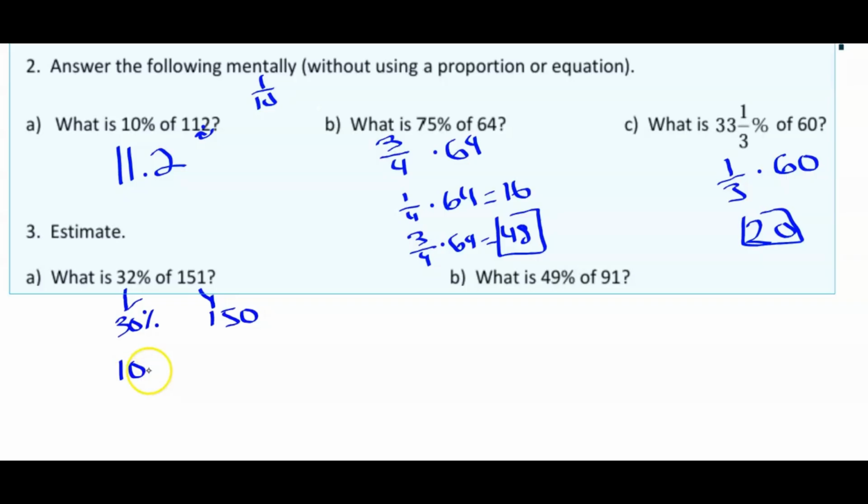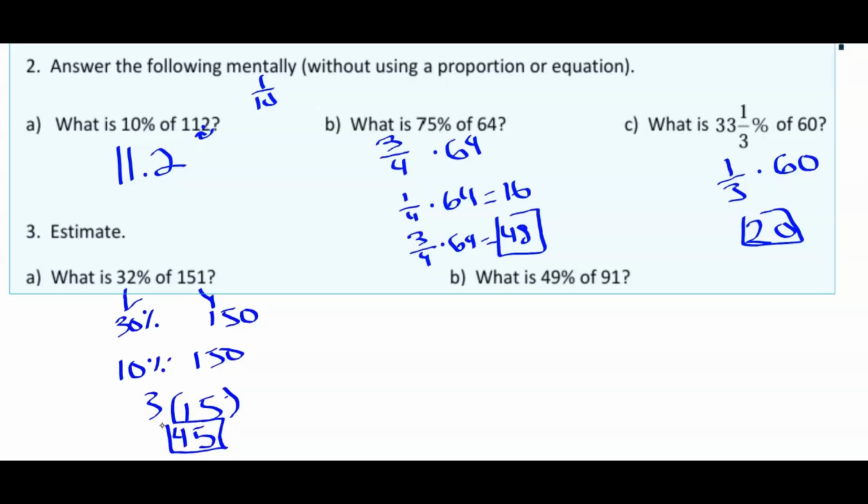And 10% of 150 would be 15, because we're just moving that decimal over. So that would be 15. But we're trying to find 30% of a number, so we want to multiply that by 3. Alright, 30% of 150 is taking that 15, multiplying it by 3, and we end up getting 45.